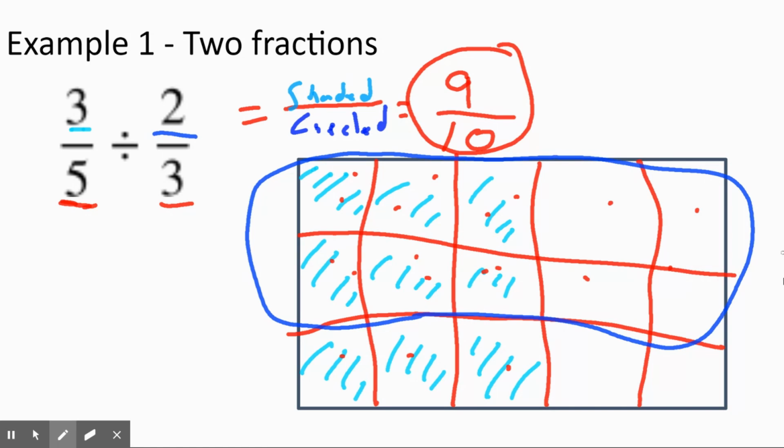If you try this using one of the other methods, you'll find that you'll get the same thing. You'll still get 9/10 if you use the KFC method. If you know the cross-multiplying method, you can use that. You'll still get 9/10. Try this out if you want.